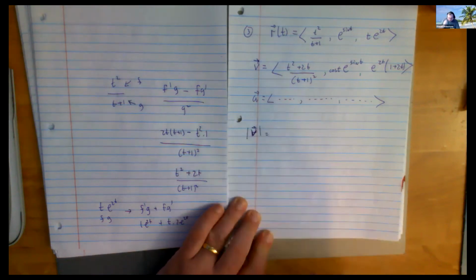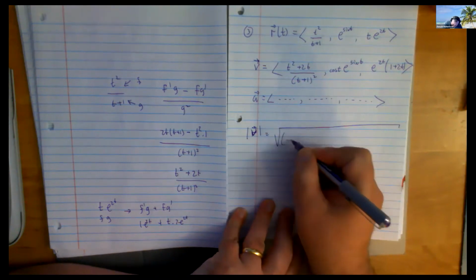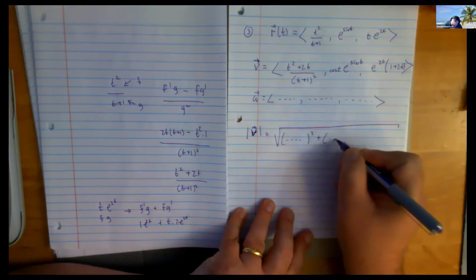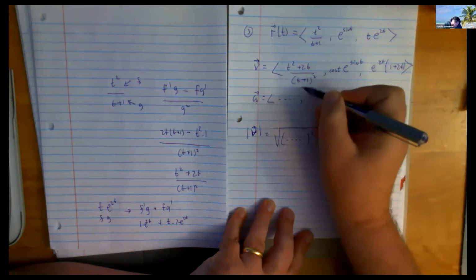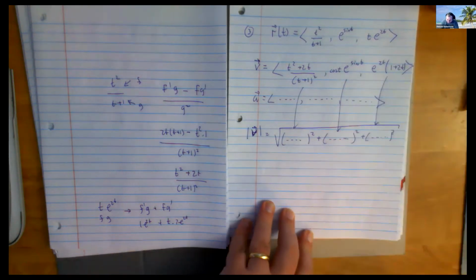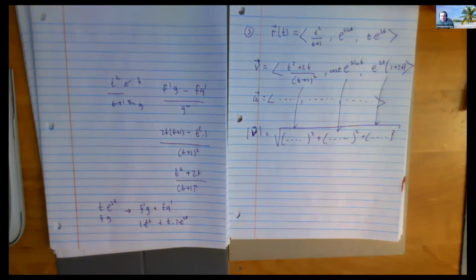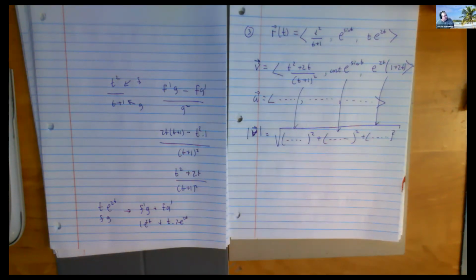Speed is going to be the square root of the first component squared, plus the second component squared, plus the third component squared. That one's the first, that one's the second, and that one's the third. Would you agree that that is just pure ugly algebra and there's probably nothing good going to come out of that? So I don't expect, when this whole mess is finished, to have a perfect square or anything. I'd be flabbergasted if that ever happened.